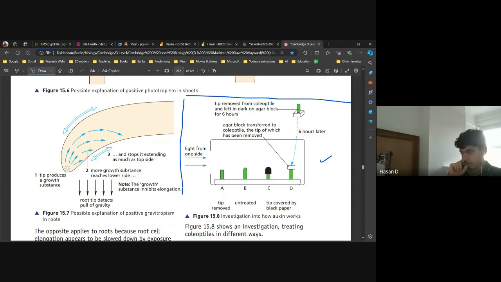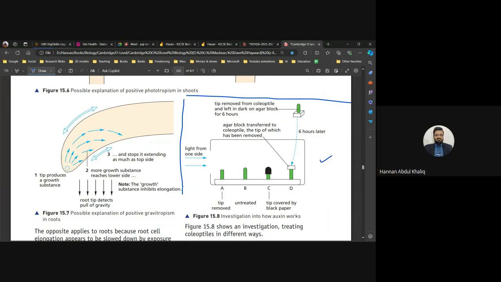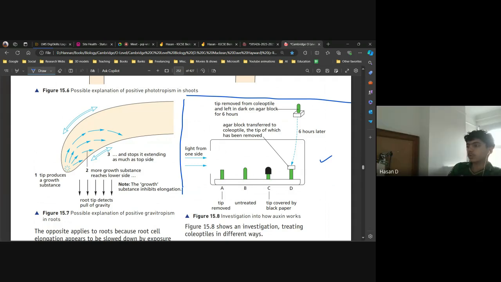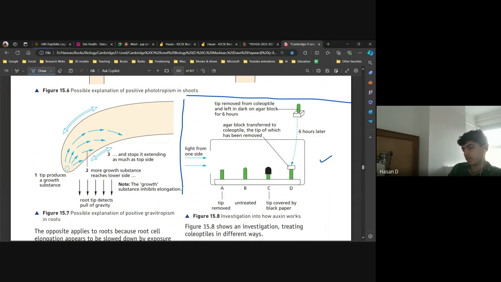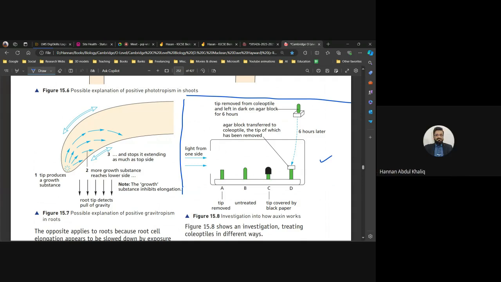Okay, all right. Now what do you think would happen in A? It would not grow because it doesn't have a tip in it. There is no coleoptile, there is no tip. Okay. And obviously, if the tip is not there, why would it not grow?